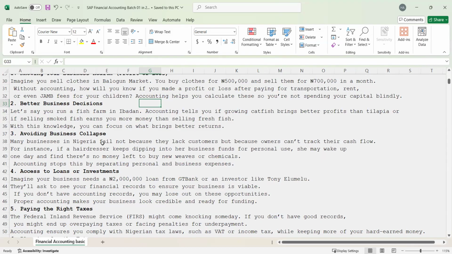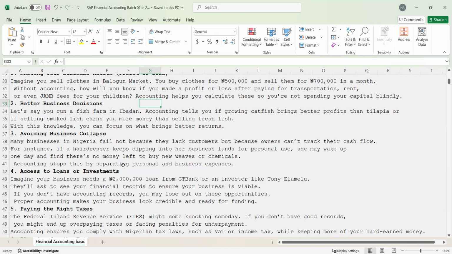For instance, if a hairdresser keeps dipping into the business fund for personal use, imagine you set up a business and because you want to pay your children's school fees, or you want to buy something in H-Medix, or you want to go to Sahad Stores to buy some things. Now you dip your hand into your capital, into your fund, and begin to use it for yourself. You definitely find yourself in deep trouble because at the end of the day, you have no money left to buy new material or garri or whatever you are selling. You have no money to buy again because you are not following the due process of the principles of accounting.